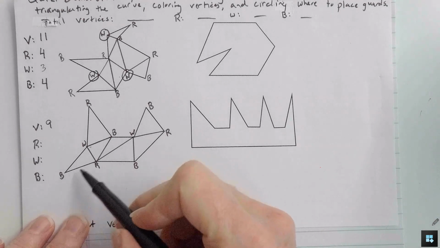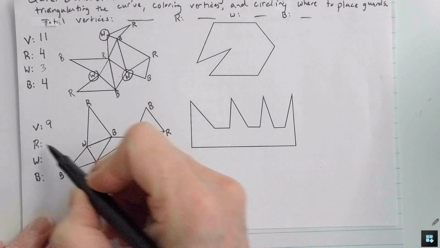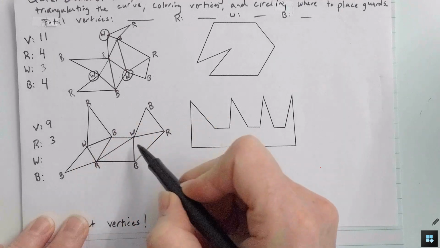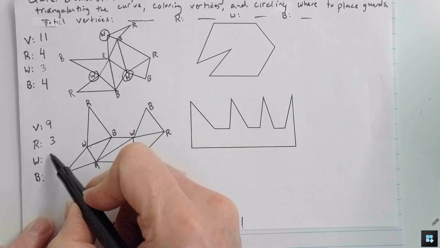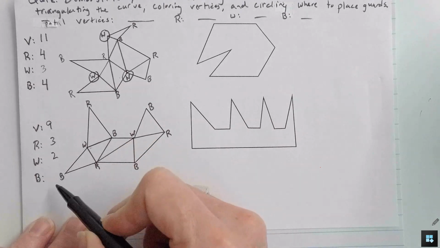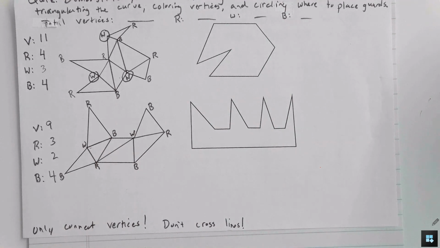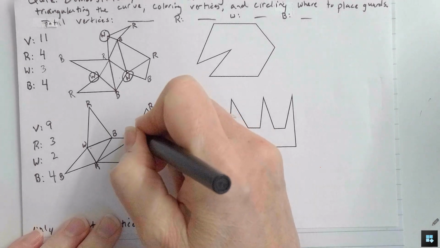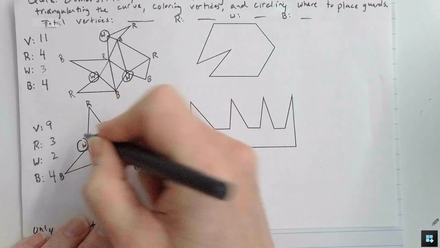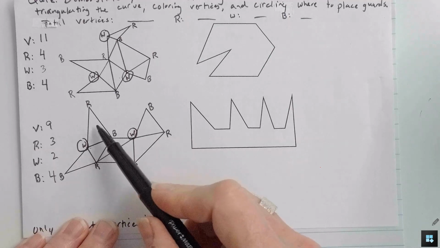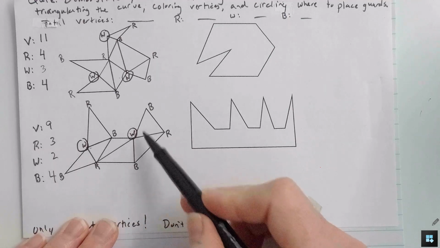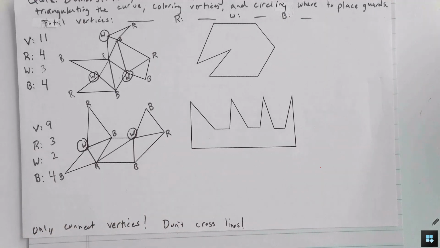So for red, there's 1, 2, 3 cameras. For white, there's 2 cameras. For blue, there's 1, 2, 3, 4 cameras. So the art gallery theorem says the most I need is 3. In this case, I can actually use 2. Put one here and one here. So this one sees up into these triangles, and this one sees these 4 triangles. And actually, they have some overlap too, don't they?